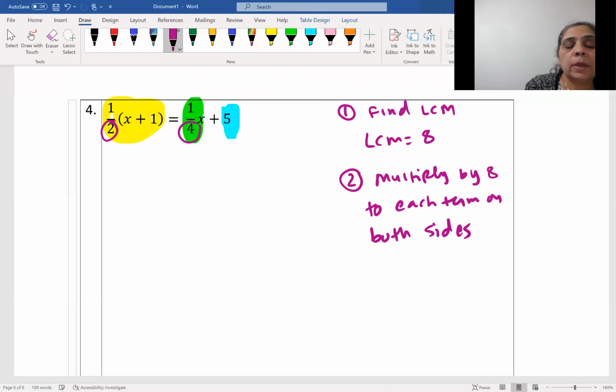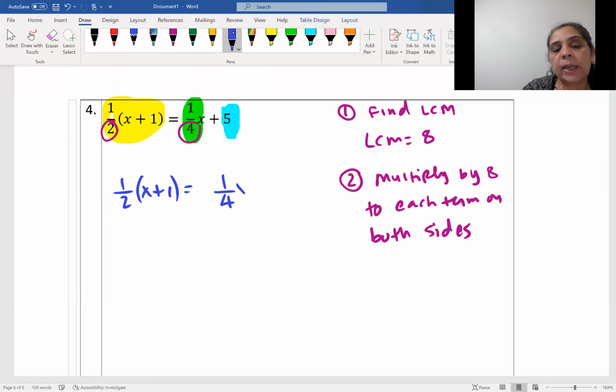Okay. So here we have, first thing I will rewrite this equation, and always I will keep space in between 2 terms. So I will get enough space to write LCM. Now we need to multiply by LCM, which is 8. I will multiply by 8, multiply by 8, and multiply by 8. What is next step?